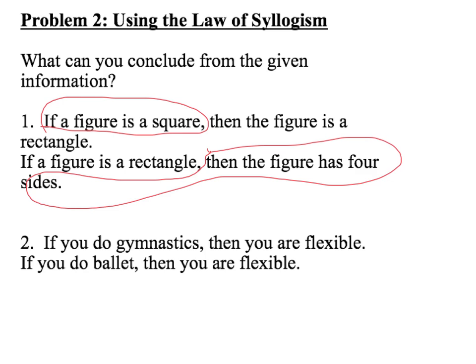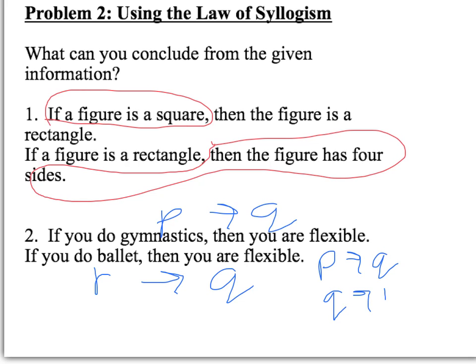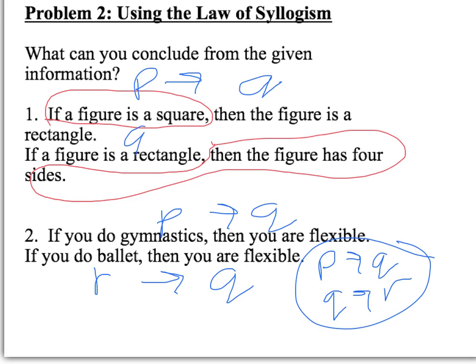If we look at this next one: if you do gymnastics, then you are flexible. And if you do ballet, then you are flexible. Does that follow our standard? No, because it has to be if P then Q and if Q then R. So we can't make any conclusion from this because it doesn't follow our standard. In the first one we had if P then Q, and then Q then R. That's why we could say if a figure is a square, then the figure has 4 sides. It has to follow that pattern.